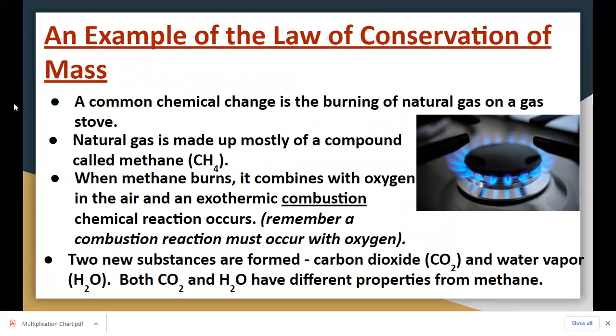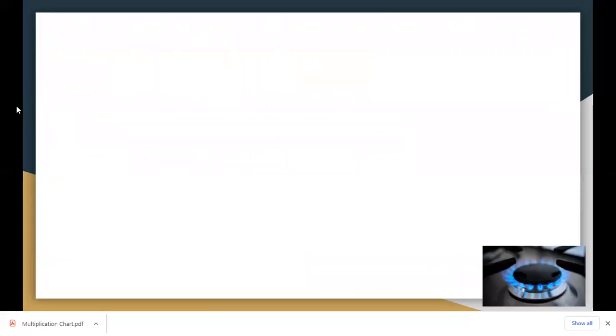Two new substances are formed when you have this methane gas. You have carbon dioxide formed and you have water vapor, which is H2O, right? So both carbon dioxide and water have different properties from methane. They're not the same properties as they started out. It is a chemical change. So let's take a look at how this works with the law of conservation of mass.